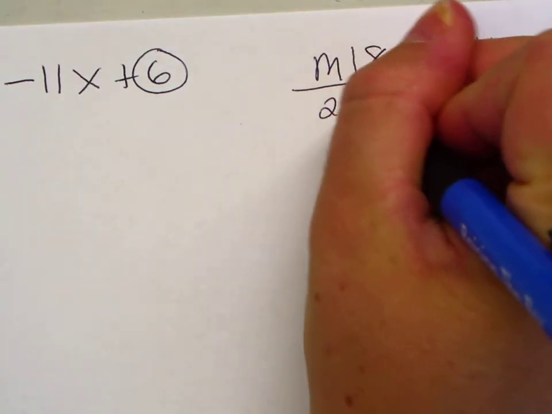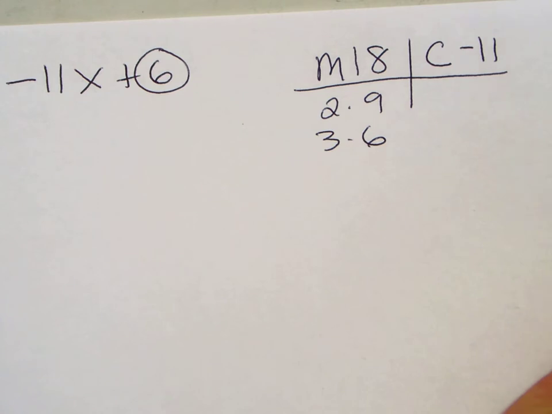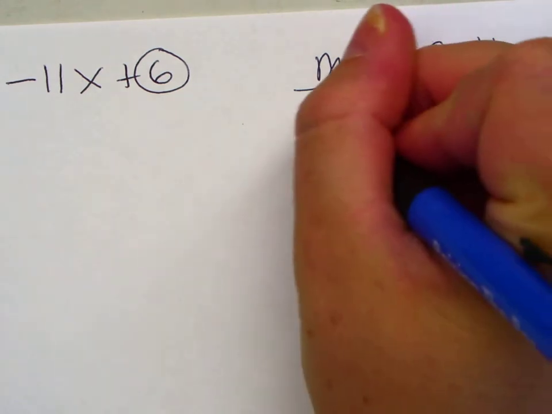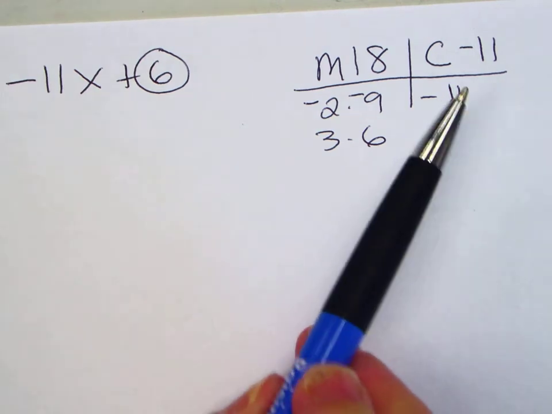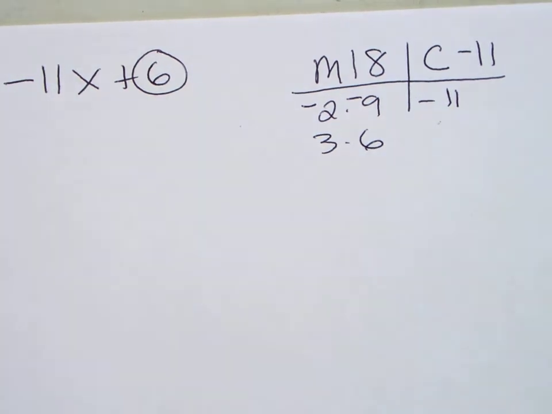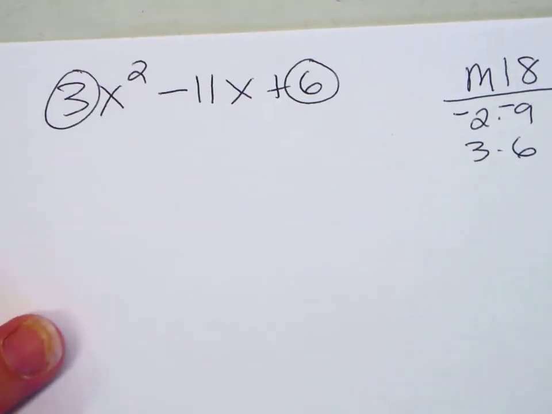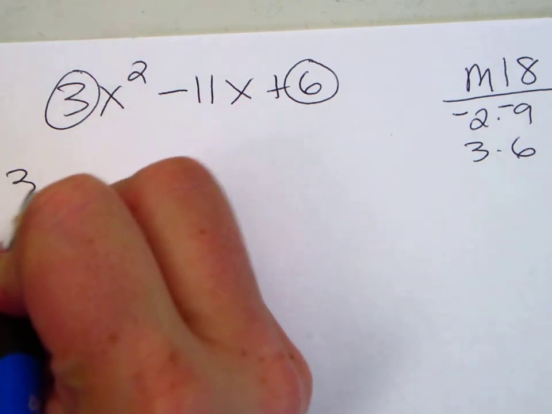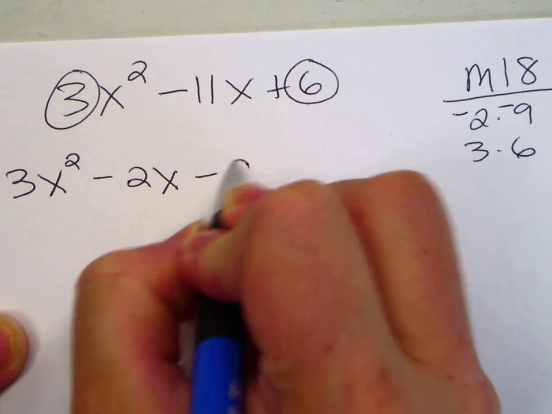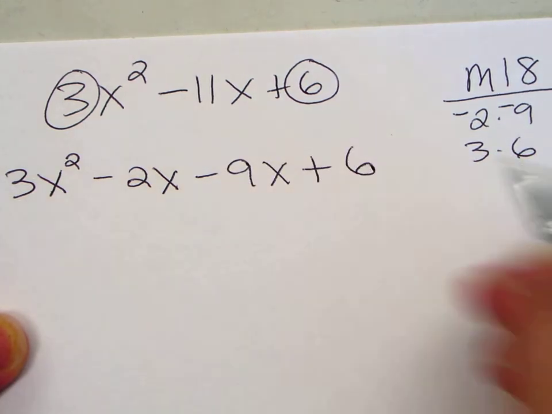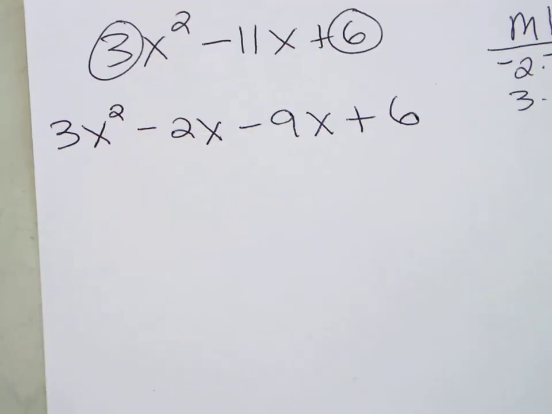So what two numbers multiply to 18 and combine to negative 11? Well, we got 2 times 9 and 3 times 6. Which is it? 2 and 9 gives you 11. They're both negative, right? So we're going to rewrite our negative 11 with 9 and 2. So I'm going to rewrite my polynomial: 3x squared minus 2x minus 9x plus 6, right? If you combine those middle two, we didn't change the polynomial at all.